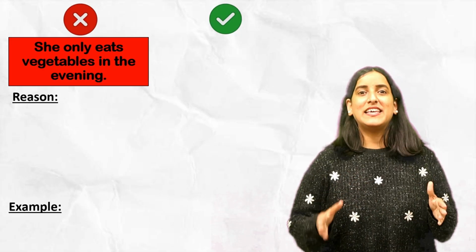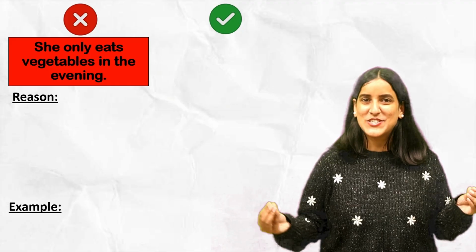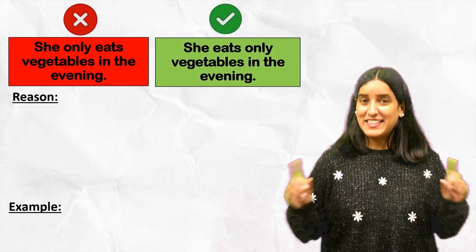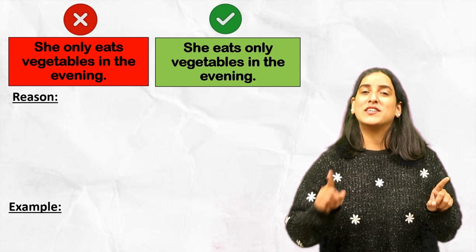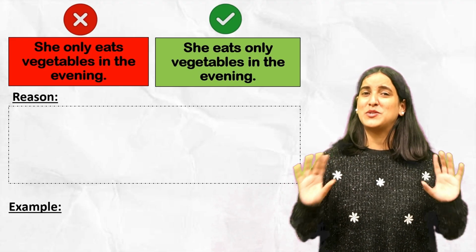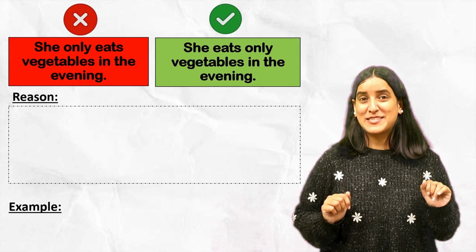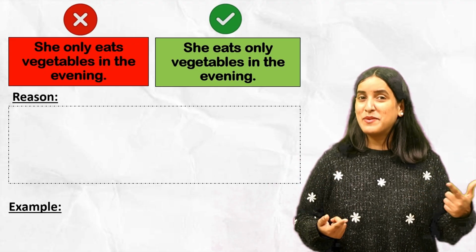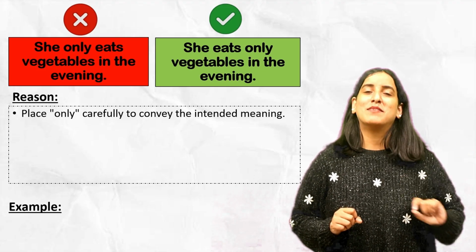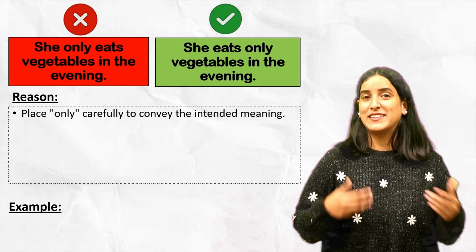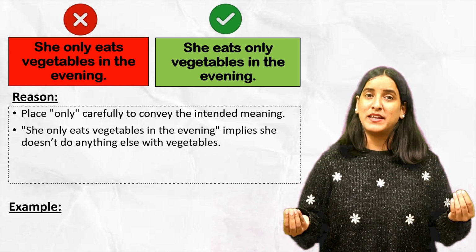She only eats vegetables in the evening. Okay? What's the issue in this one? The correct one should be she eats only vegetables in the evening. Are you able to sense any difference? Okay, well, let me give you the explanation of why this one is incorrect and that one is correct. See, adverbs like only must be placed carefully to ensure that the sentence conveys the intended meaning.